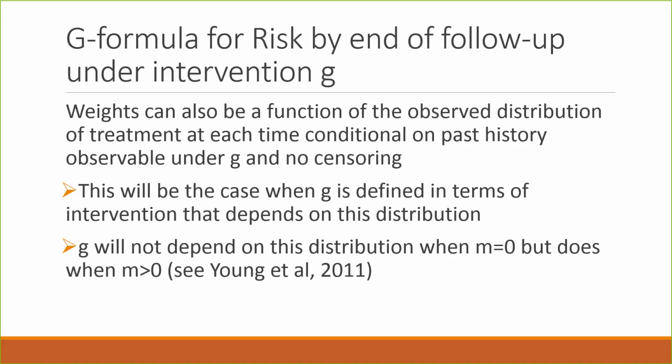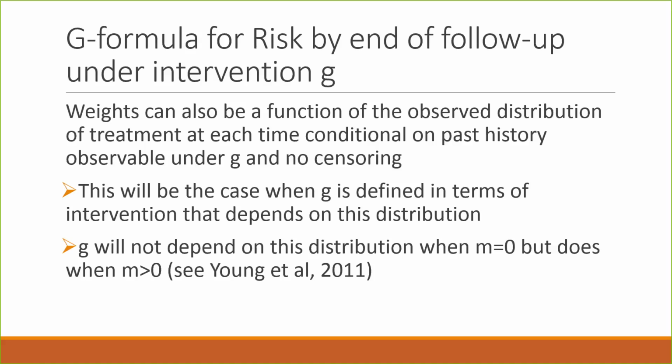So one example of this is the case where we make that M, that grace period, greater than 0. In the case where M equals 0, the intervention start ART as soon as CD4 first drops below 350, that doesn't reference the observed distribution. We don't need to know anything about the observed distribution of ART initiation in that population.